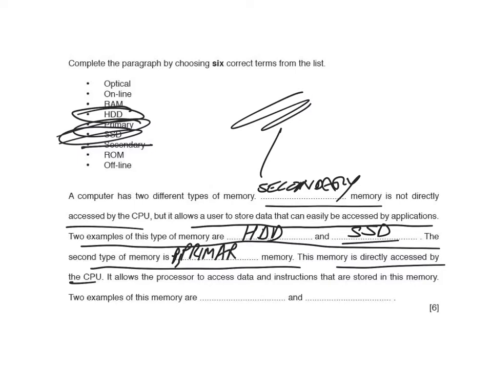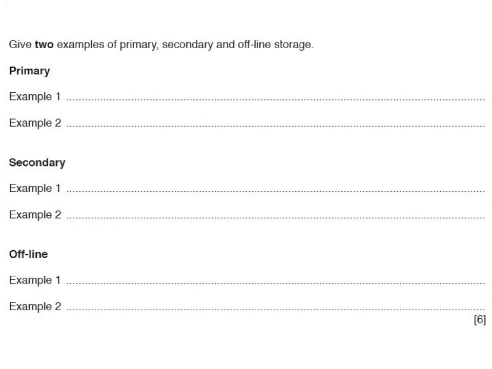Primary memory. And it's directly accessed by the CPU. It allows the processor to access data and instructions, that's the fetch execute cycle, that are stored in this memory. Two examples of primary are RAM and ROM. Straightforward, nice hopefully for you guys.